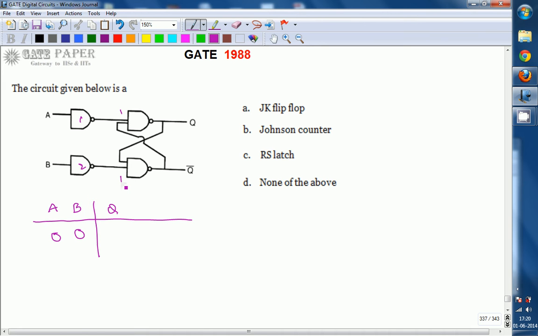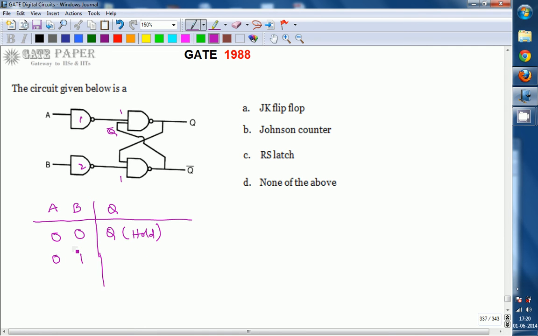Whenever it is 1 1, the previous values are held. If previously you are getting Q bar, 1 into Q bar is Q bar, whole bar is nothing but Q. Again this Q comes over here, 1 into Q is Q, and Q bar you are going to get. So the same state is retained, which is nothing but the hold state. For 0 0 it is acting as hold state.